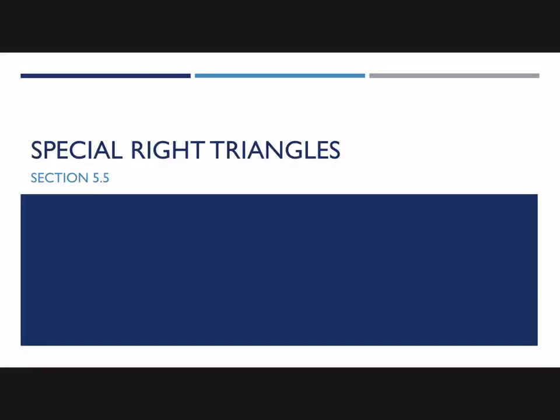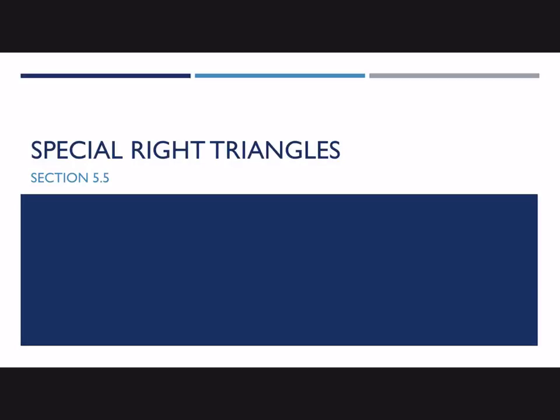Section 5.5 talks about two kinds of special right triangles. We call these special because they appear so often. They're two of the more common types of right triangles, and so we use them a lot of times in problems, different applications, things like that.